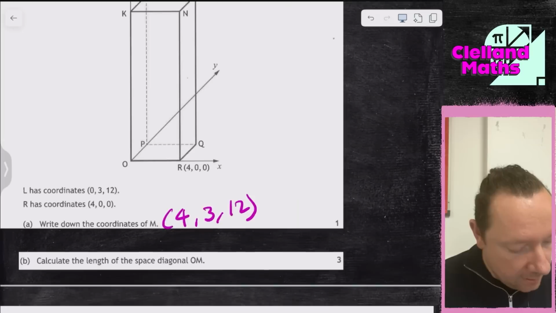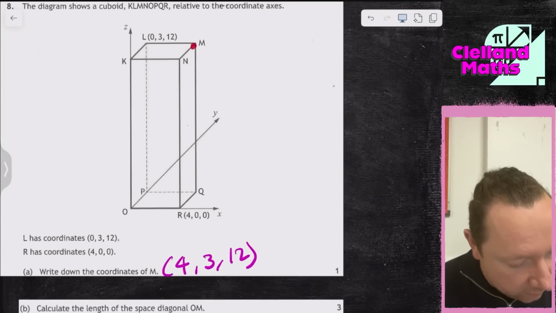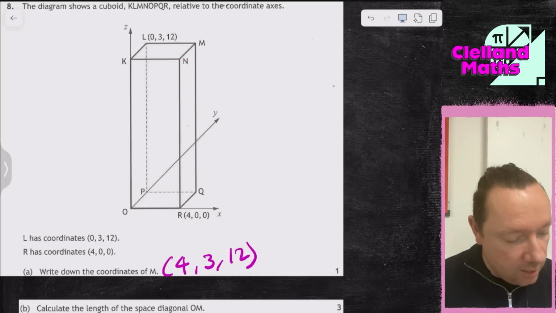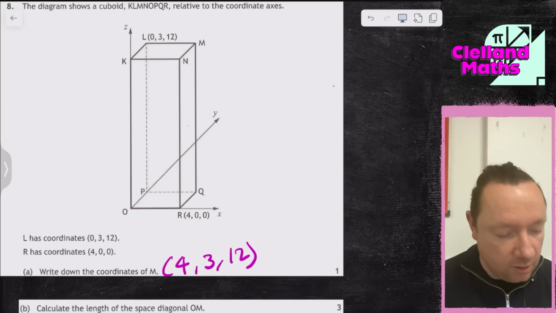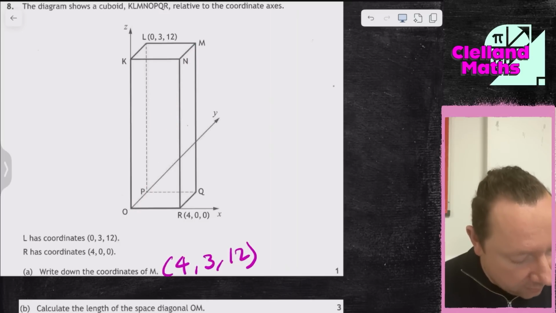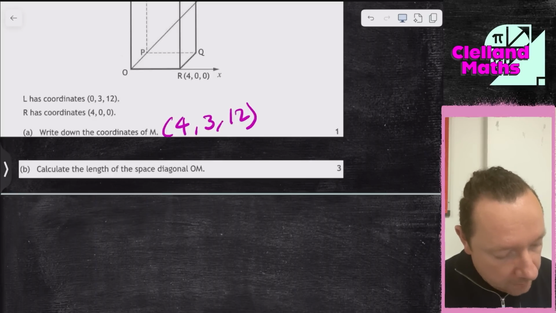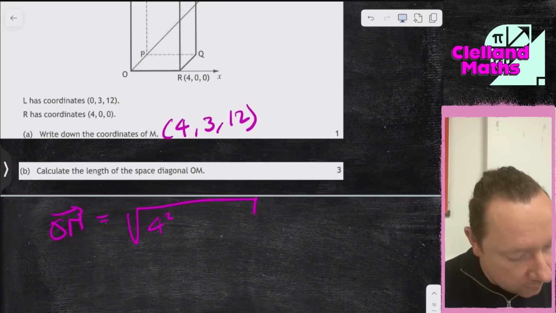And we're done there. It then says, calculate the length of the space diagonal OM. So in other words, it wants us to calculate the length from here to here. Now, the easiest way to do that is by vectors. You could use 3D Pythagoras and do loads of stuff, but since it goes from O, which is (0, 0, 0), to M, then for part B, it's really, really easy. 3D Pythagoras with the coordinates of M. So the length from O to M is simply the square root of 4 squared plus 3 squared plus 12 squared.